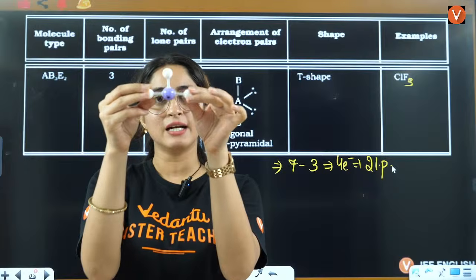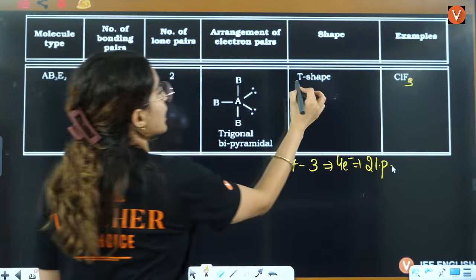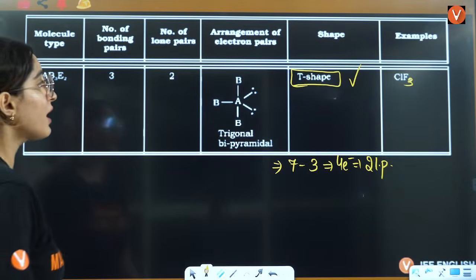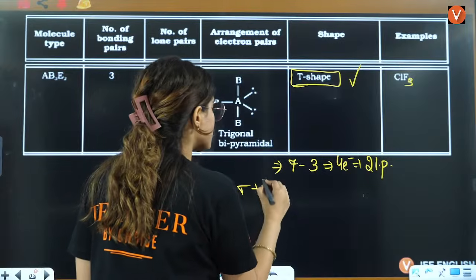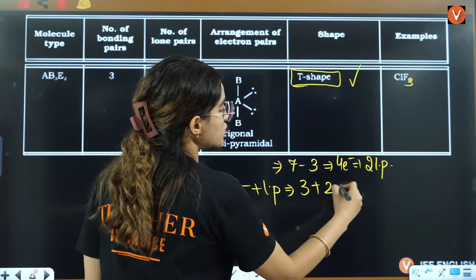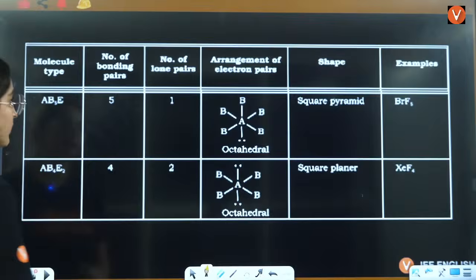Can I see? T shape. Right? So the answer is going to be T shape here. Okay. Ma'am, how do I tell that it is sigma plus lone pair? Sometimes I forget to tell you: sigma is 3, lone pair is 2, so it is 5. That's why I considered sp3d. Okay? I forgot to write it here.